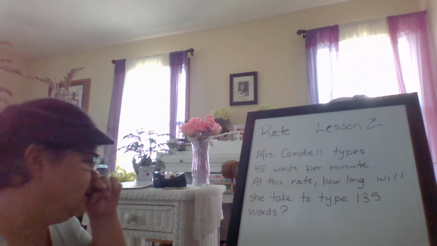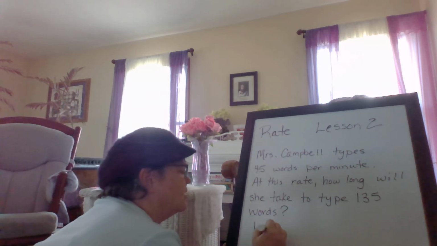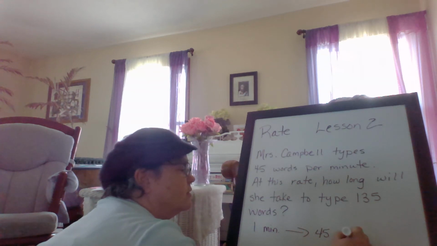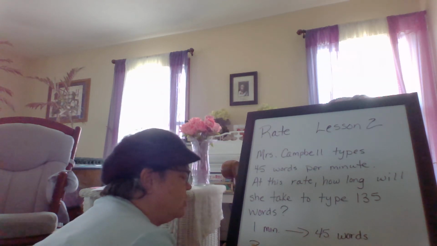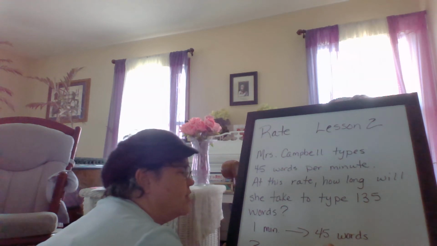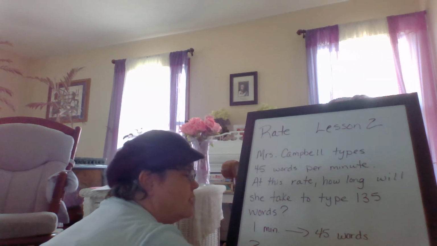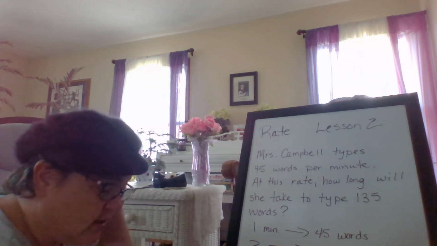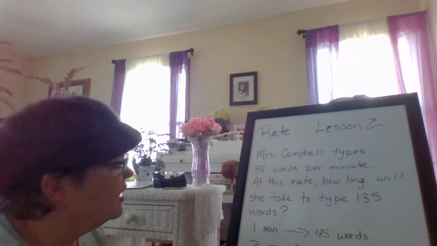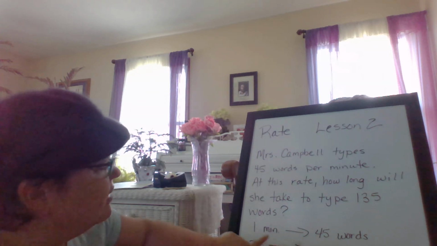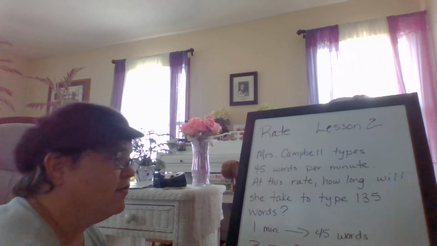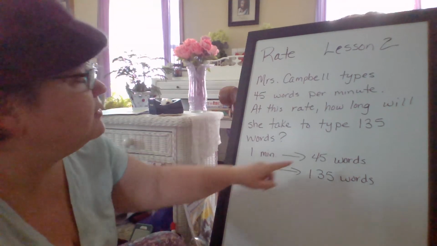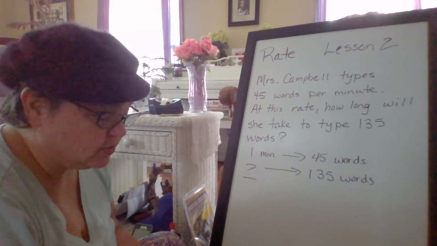All right, so if she can do, in 1 minute, she can do 45 words. We want to know how long it will take her to do 135 words. So the numbers that we have here, 45 and 135, if she can do 45 in 1 minute, we need to find out how many 45s can go into 135. So how many 45s can go into 135? So we're going to have to do what? We're going to have to divide that.